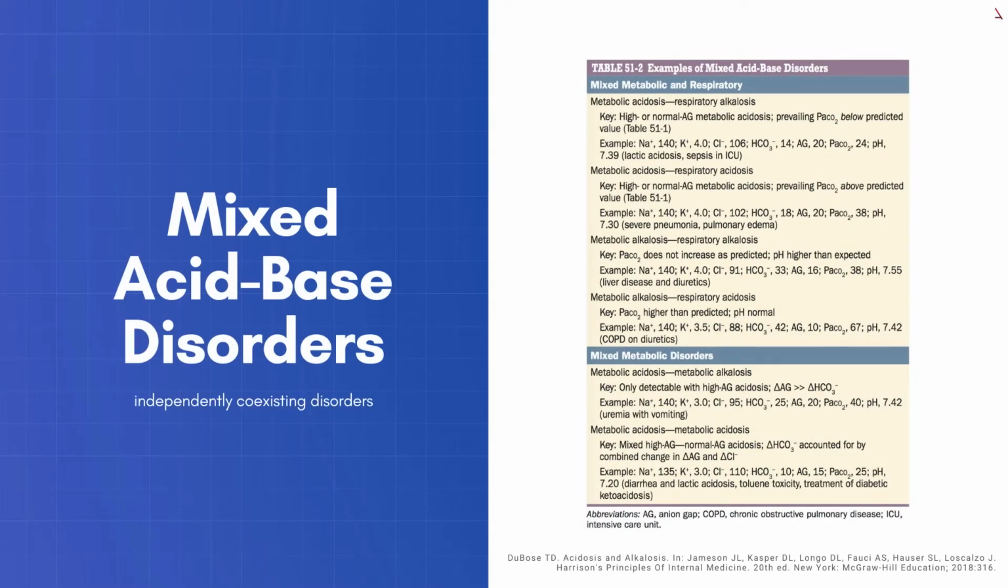Mixed acid-base disorders is when there are independently coexisting disorders and not just compensatory mechanisms. This is usually seen in patients in the critical care units. To diagnose this, an anion gap should be determined, and there should be presence or correction to a normal serum albumin of 4.5 grams per dL. This table shows mixed acid-base disorders with their corresponding expected blood gas and electrolyte values.